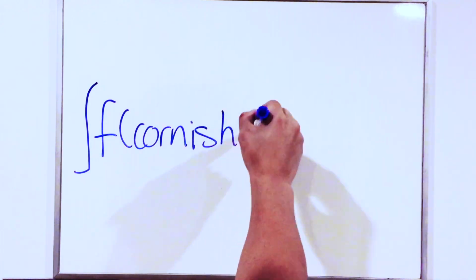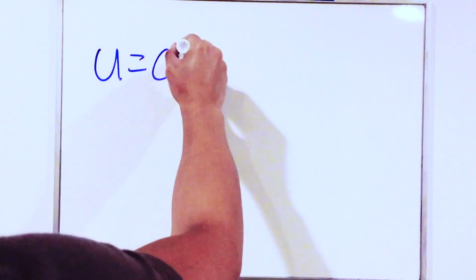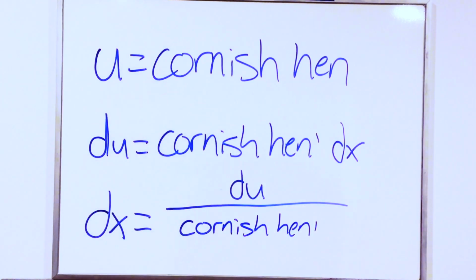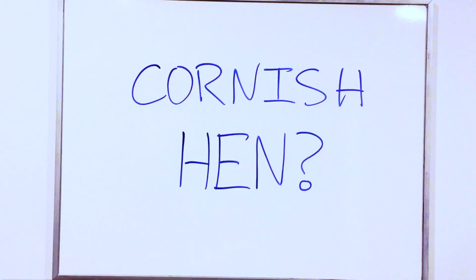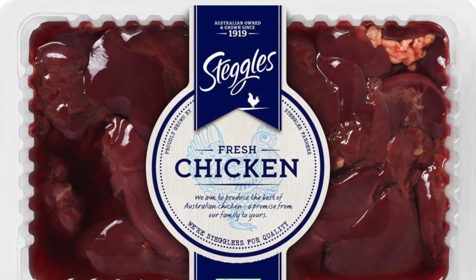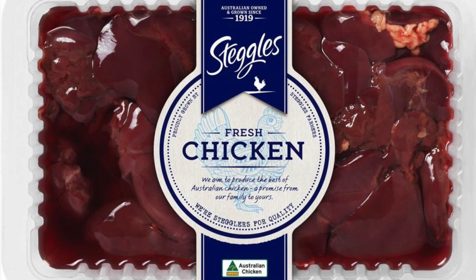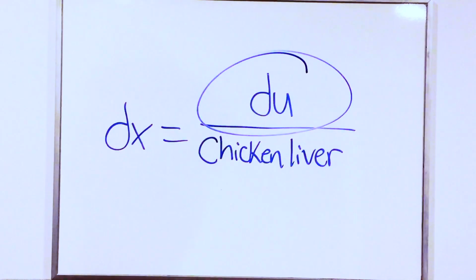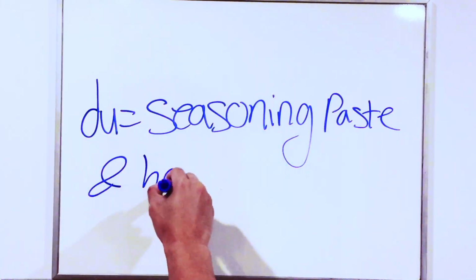How about the integral of Cornish hen dx? So let's set u equal to Cornish hen and find dx in terms of the derivative of Cornish hen and du, which is du over the derivative of Cornish hen. But what is the derivative of Cornish hen? Eggs, right? Yes, but in this case we're using chicken liver. Because, you know, Cornish hen is just a tiny chicken. But what's du? That's going to be seasoning paste and herb butter.